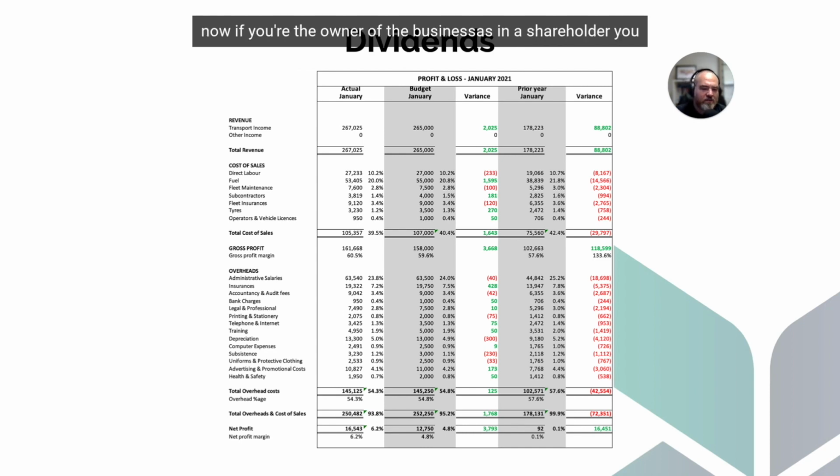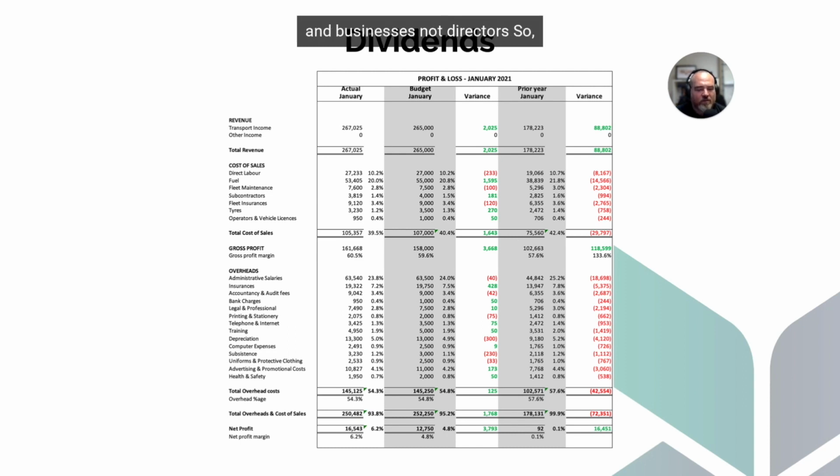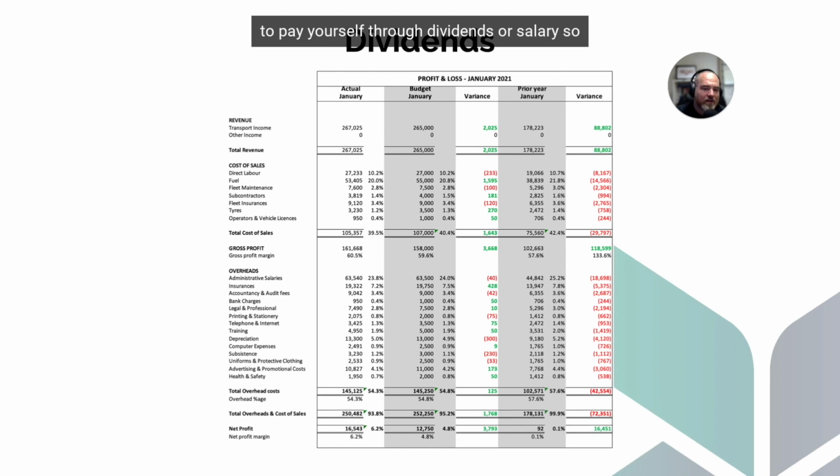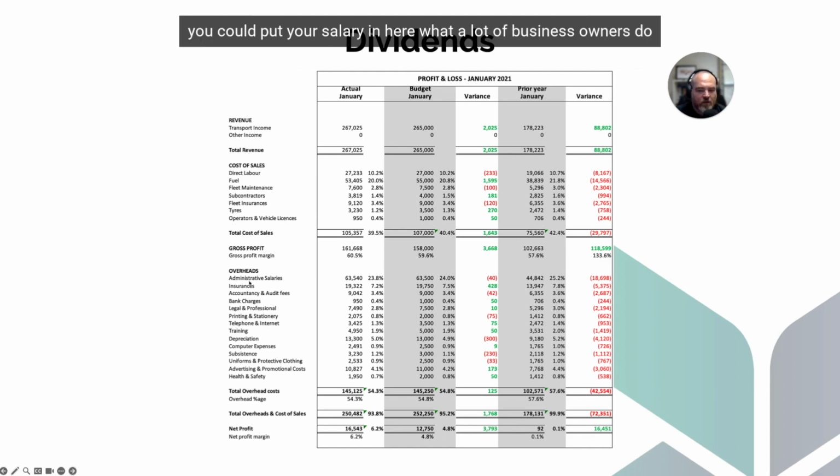Now, if you're the owner of the business, as in a shareholder, you must be a shareholder to get a dividend. I've seen videos on TikTok and so on talking about directors taking dividends. A director isn't always a shareholder. You've got to be quite careful with the terminology, because I have seen people take a job as a director thinking they're going to be able to take dividends because they've read that somewhere. Dividends are only payable to shareholders of businesses, not directors. So with that in mind, if you own the business, you have the option to pay yourself through dividends or salary. So you could put your salary in here.